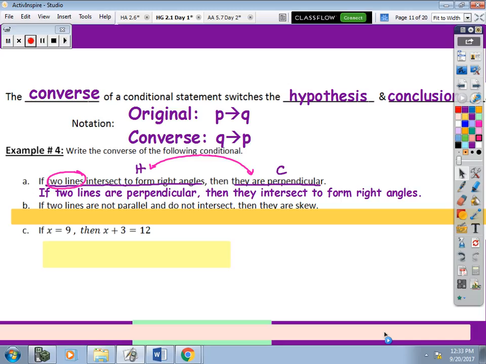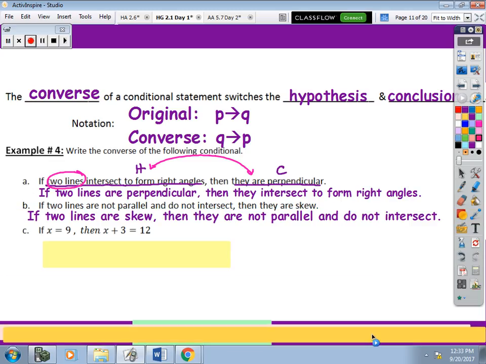And who thinks they could tell me the converse for B? If two lines are not parallel and do not intersect, then they are skew. Rachel? If two lines are skew, then they are not parallel and do not intersect. Perfect. If two lines are skew, then they are not parallel and do not intersect.